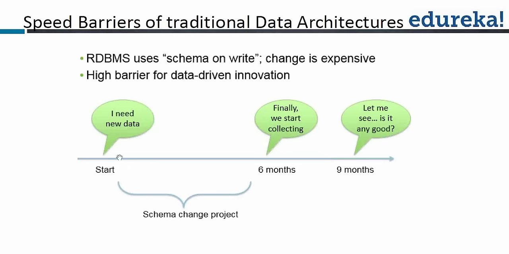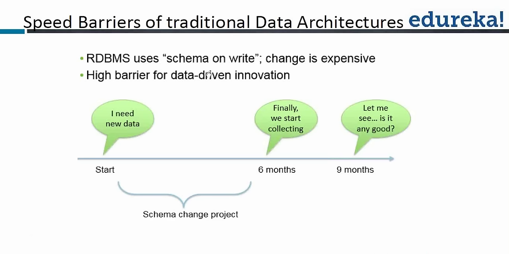Yeah, sure. So new data, finally we start collecting. Is it any good? Schema. RDBMS, we all know, uses a very, very strict schema. The schema is defined well in advance. Then we start inserting the data. Then finally we start collecting more and more data. Is it any good? There is a high barrier for data driven innovation, because if you want to change the schema after some time, it's going to be a problem, because it's all fixed. It's a high barrier for innovation.